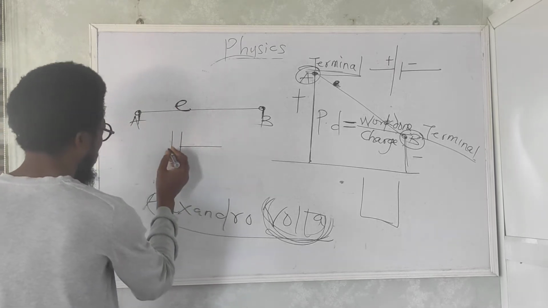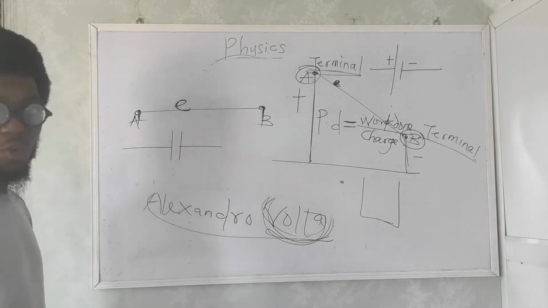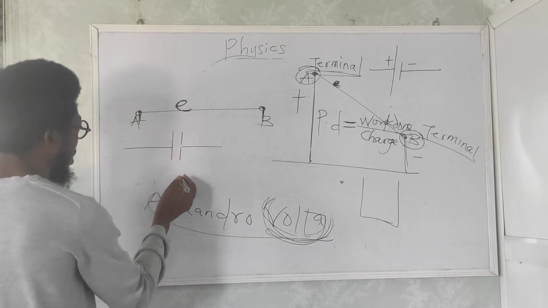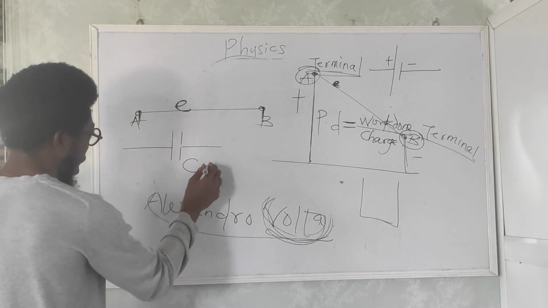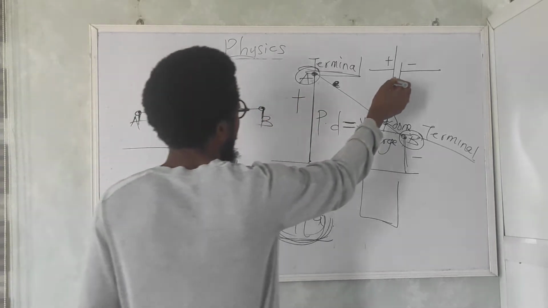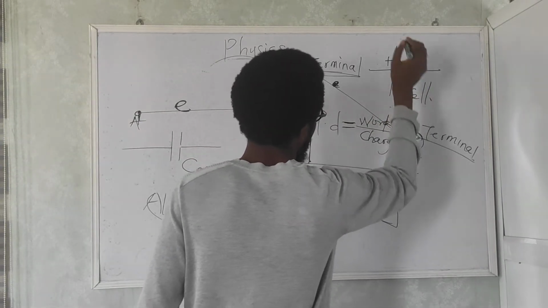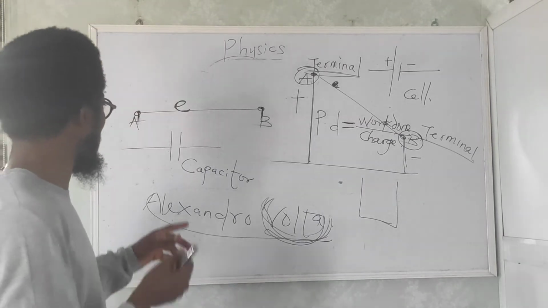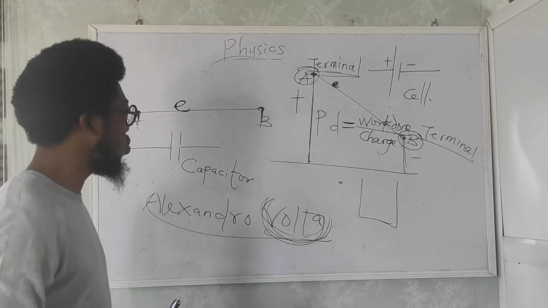So in this case, where will the current flow to? There will be no flow. And if there is no flow, the charges will be stored. Hence, this is referred to as the symbol for a capacitor. While this is referred to as the symbol for a cell, with the longer arm positive and the shorter arm negative. So why in a capacitor is there no difference?